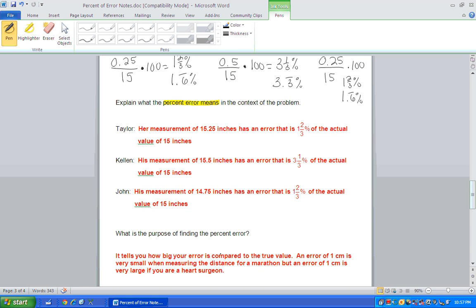And then what is the purpose of finding the percent of error? Well, let's go ahead and use two real-life examples here. The percent of error tells you how big your error is compared to the true value, or another word for that, the exact value. An error of 1 centimeter is really small if we're talking about the distance of a marathon, but an error of 1 centimeter is very large if you're talking about a heart surgeon. So it's really important to identify that percent of error.